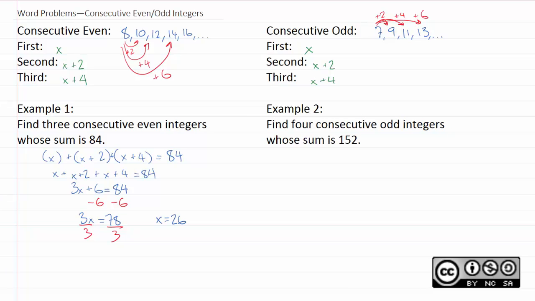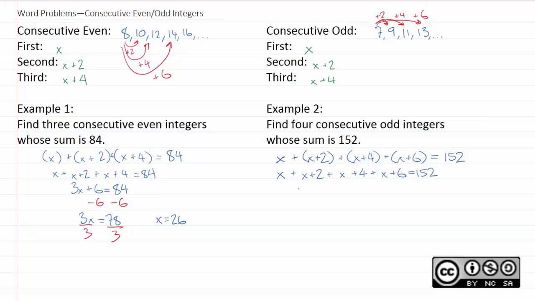For example 2, we have the same kind of problem. This time we're looking at 4 consecutive integers, and those are adding up to 152. So the first one is x, then x plus 2, then x plus 4, and this pattern just continues, so the fourth one is x plus 6. And this adds up to 152. And now, again, we can drop the parentheses. Same as before.